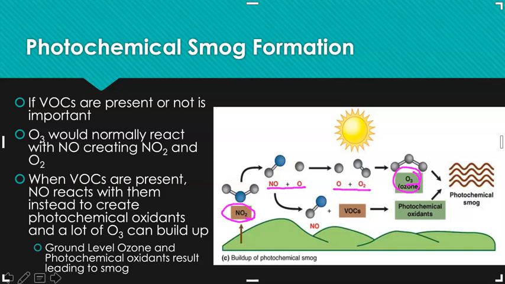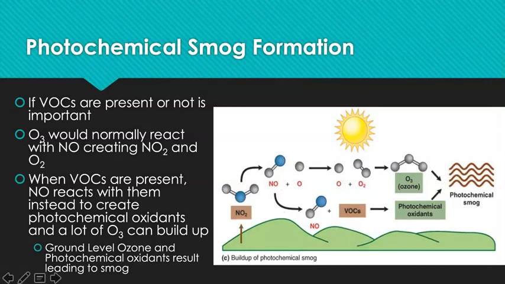When VOCs are present though, we get kind of the reaction hijacked in a way. So what will happen instead is the NO is going to come down here and react with VOCs instead of going through the ozone formation we see at the top. And when the VOCs are reacting with NO, we get photochemical oxidants. Well, the problem is if there are already some ozone molecules in the atmosphere, those combined with photochemical oxidants can lead to the smoggy haze that we mentioned earlier.